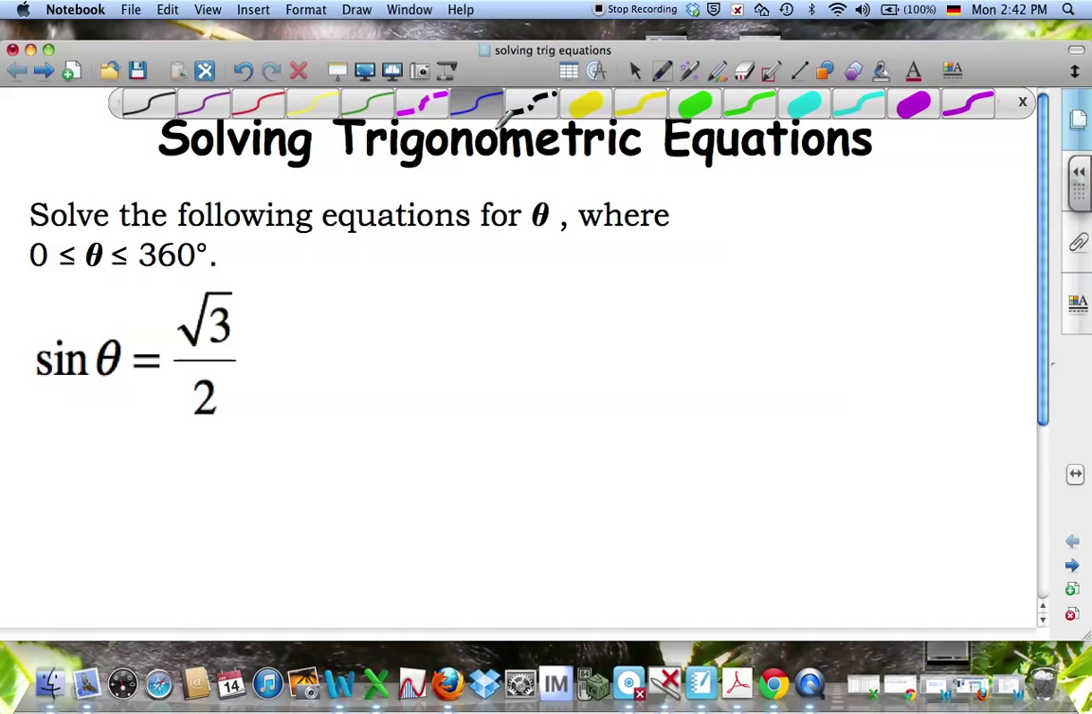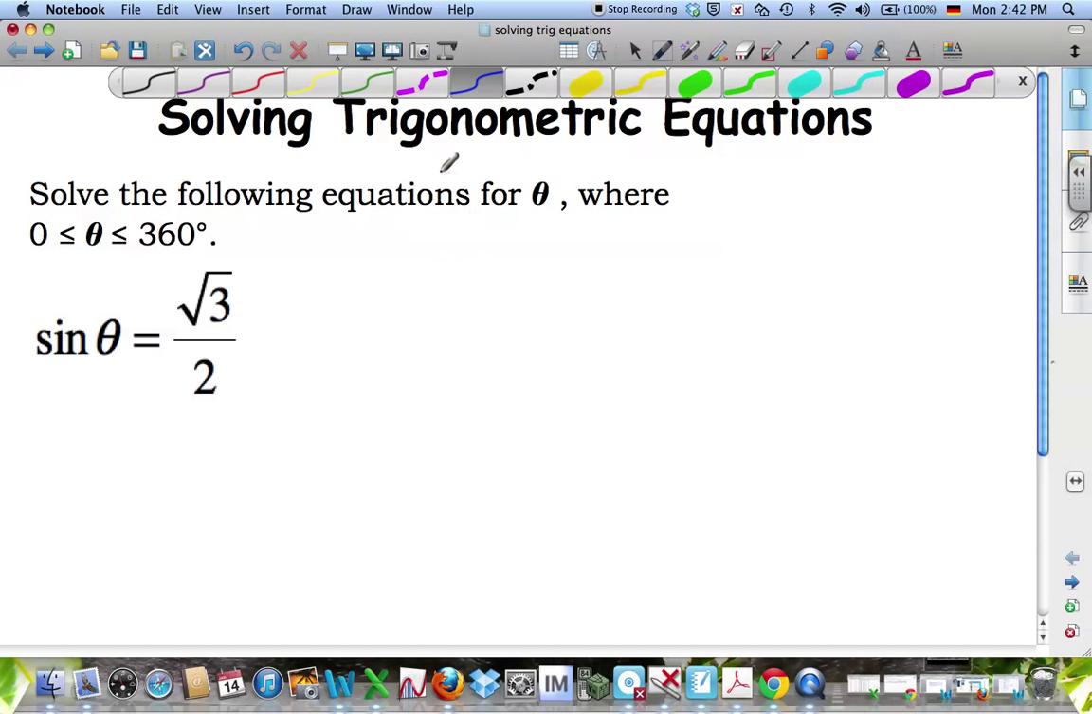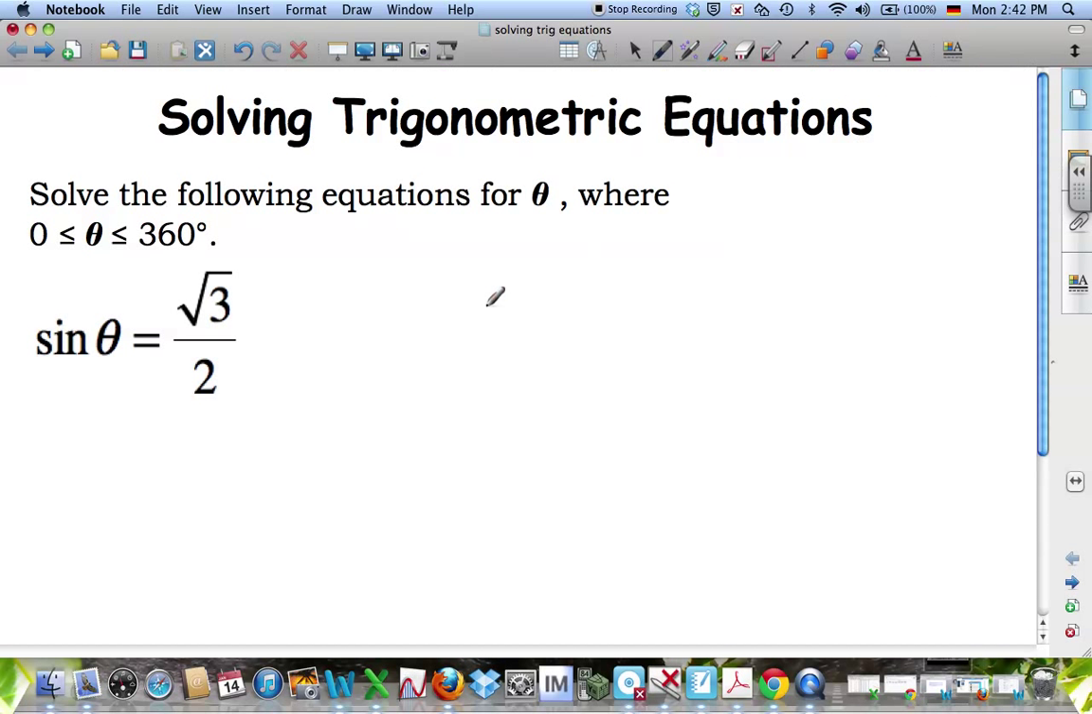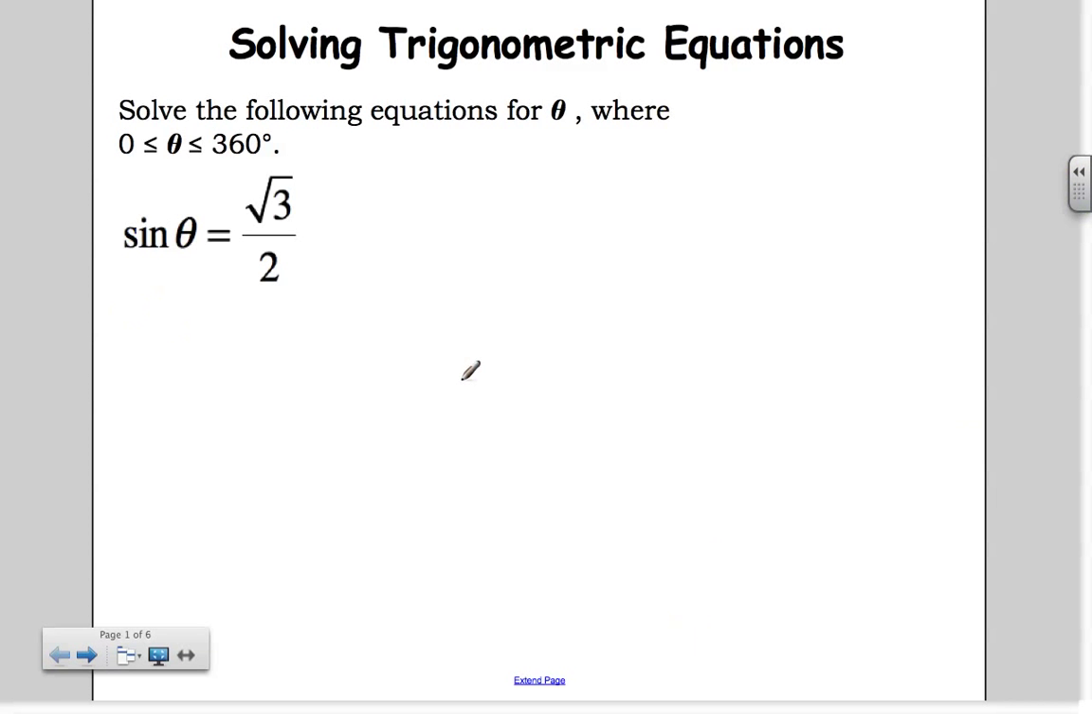Today we're going to look at solving trigonometric equations. We'll start off by doing some simple ones. Essentially we're going to use a lot of what we've already done in this topic, so you need to make sure you remember all your exact values and all your information about the unit circle.